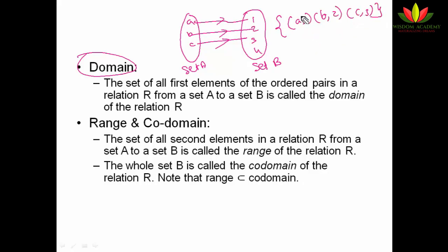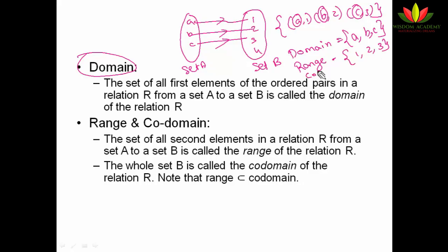And here, the things written first in the ordered pair are known as the domain. We can write the domain as A, B, C. Similarly, I can write the range, which is what the domain is associated with. That is the second element that I wrote, and it is known as the range: 1, 2, 3.